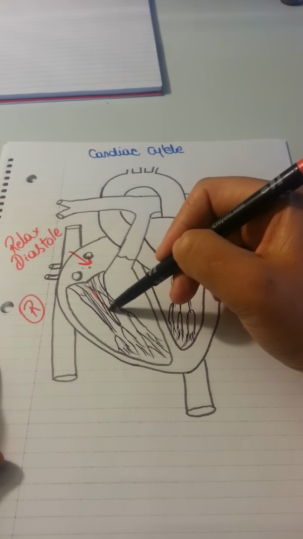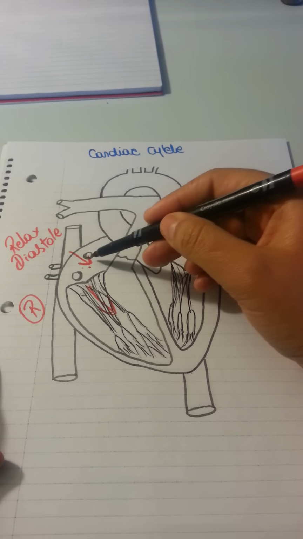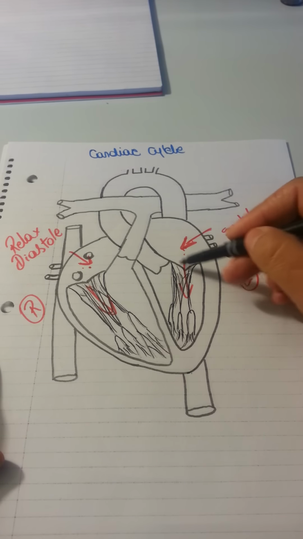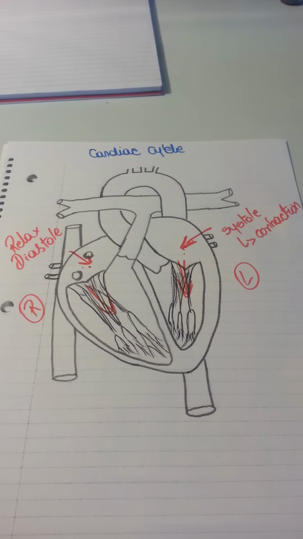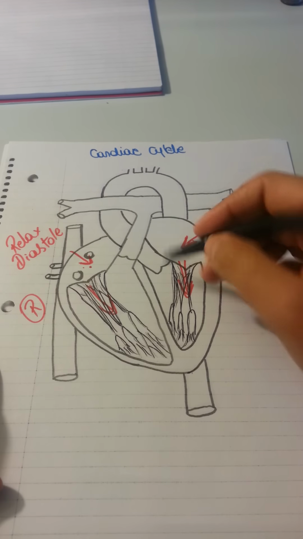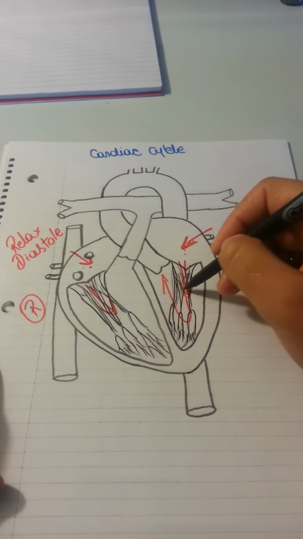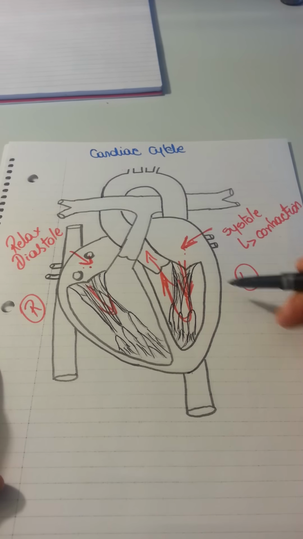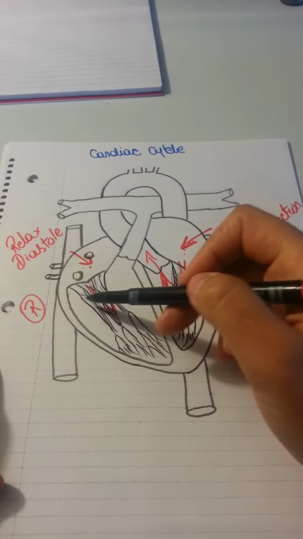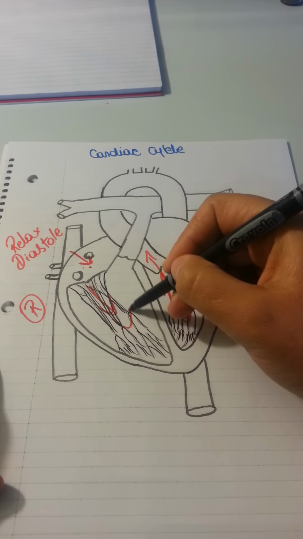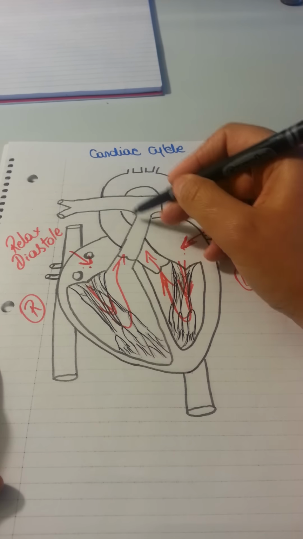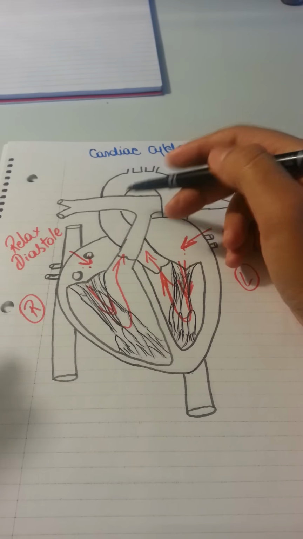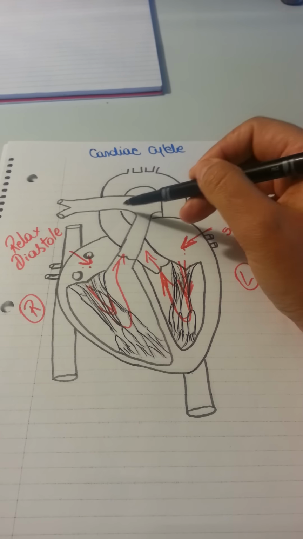So now let's say the atria has gone under systole and now the blood is in the ventricles. The ventricles go through systole and push the blood out towards the aorta on the left side, and on the right side it goes under systole and pushes the blood towards the pulmonary trunk into the pulmonary arteries on the left and the right side.